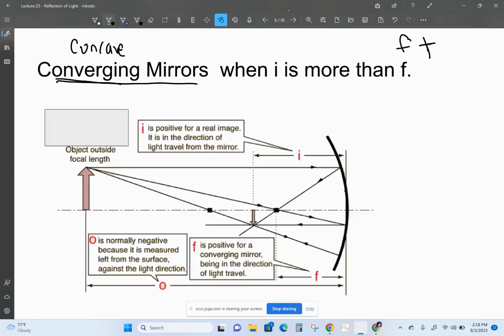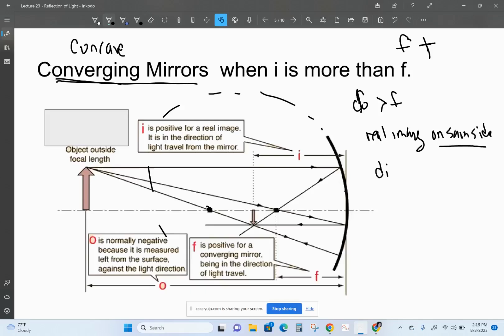If you think about this mirror as being part of a big circle, and that circle has a center, f is always half of that. So if the center of curvature is 20 centimeters, f is 10 centimeters. And if it's a converging mirror, then f is positive. When the object is farther than f, you're going to get a real image, but in this case, that's on the same side as the object. And di will be positive, and magnification, because it's a real image, will be negative because it will be inverted.